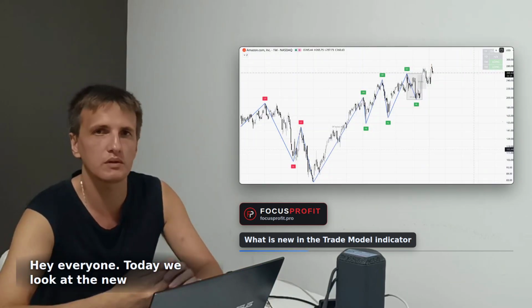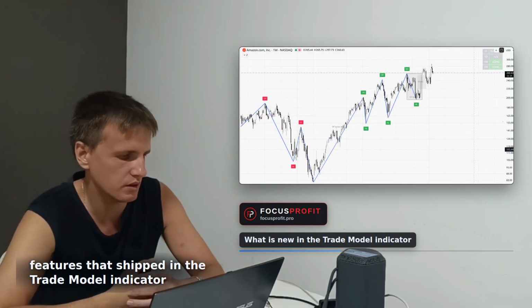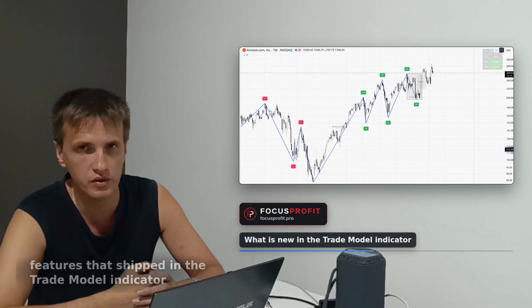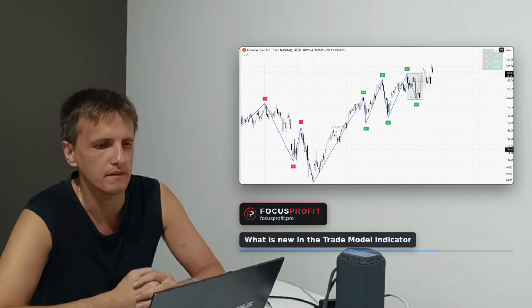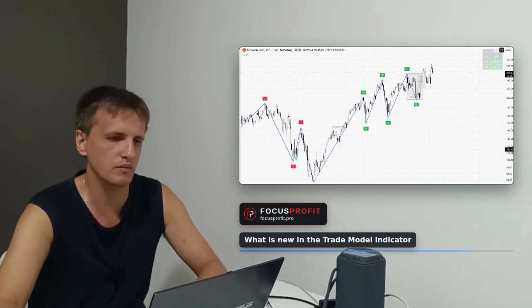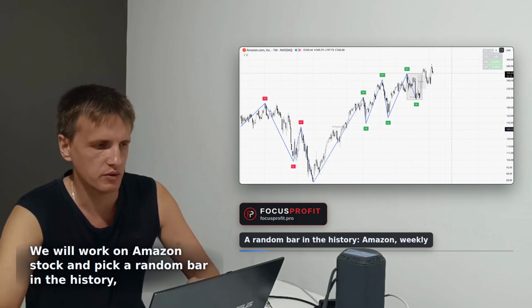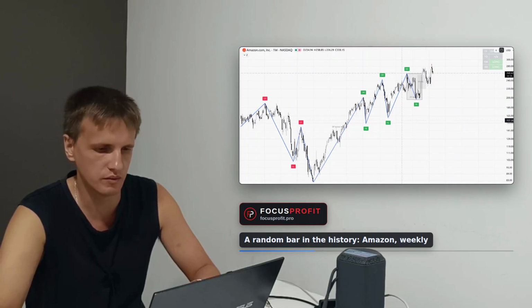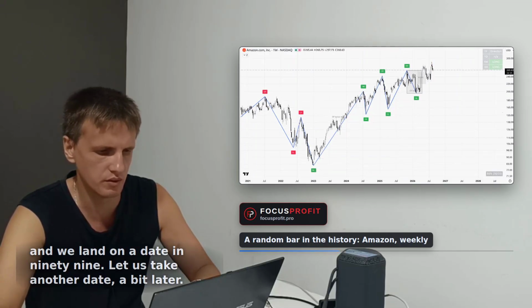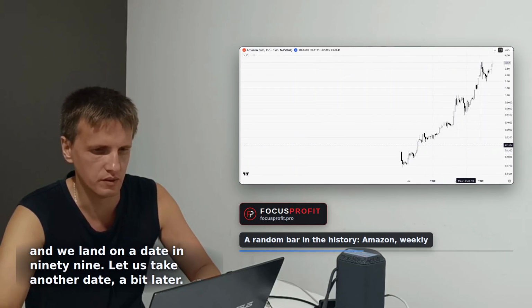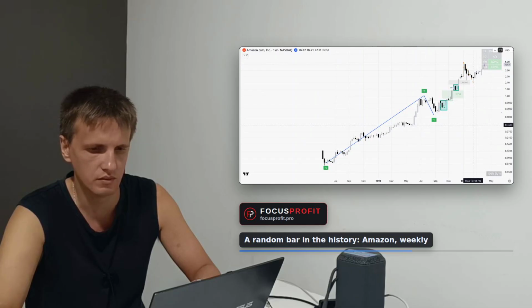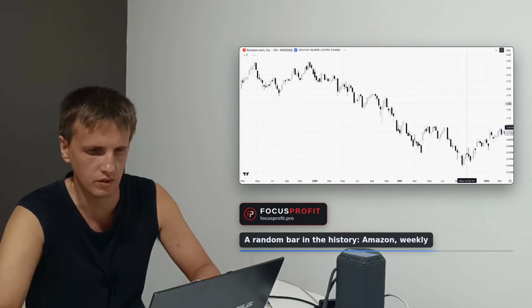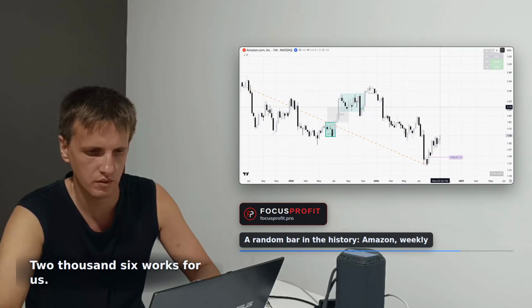Hey everyone, today we look at the new features that shipped in the trade model indicator and at what they are actually useful for. We will work on Amazon stock and pick a random bar in the history. And we land on a date in 99. Let us take another date a bit later. 2006 works for us.